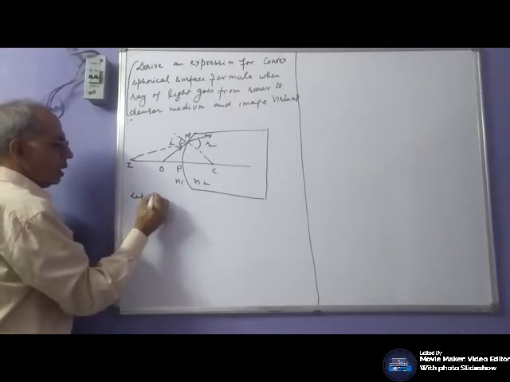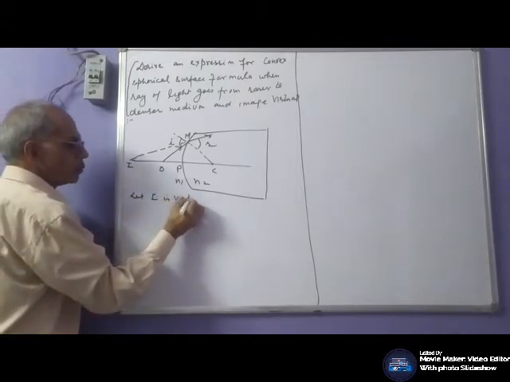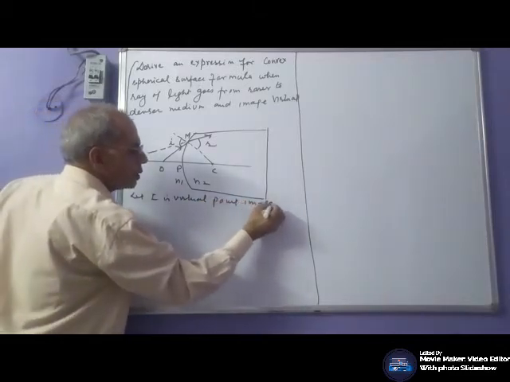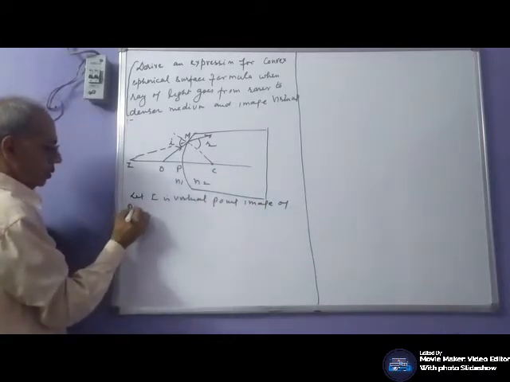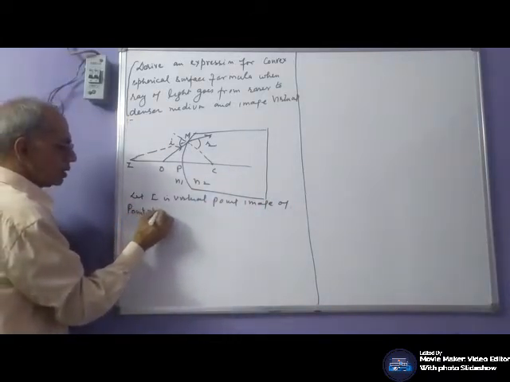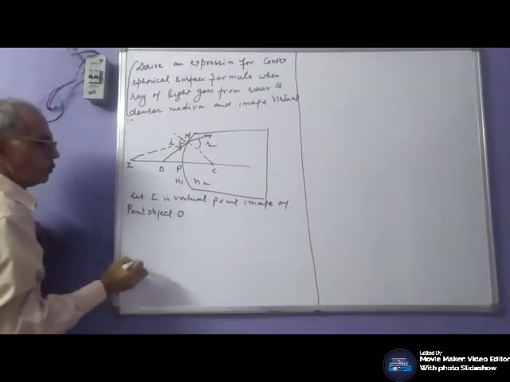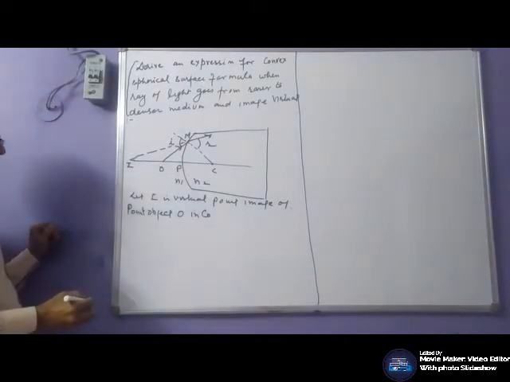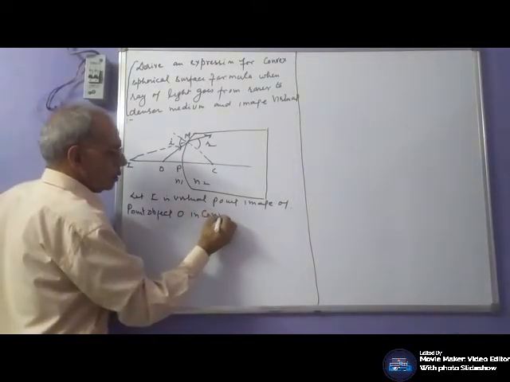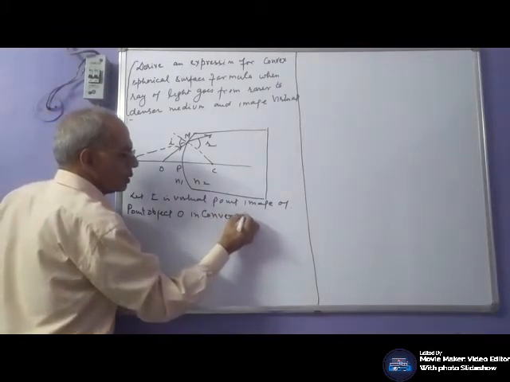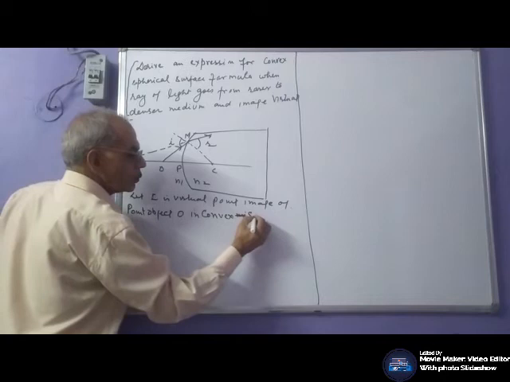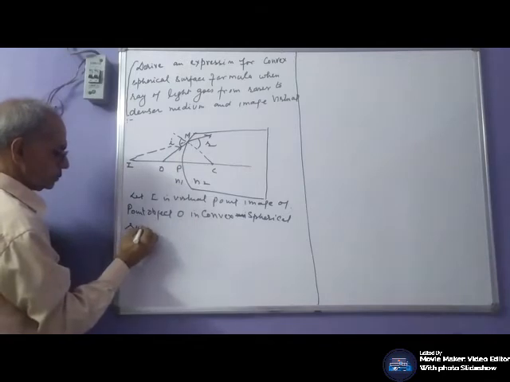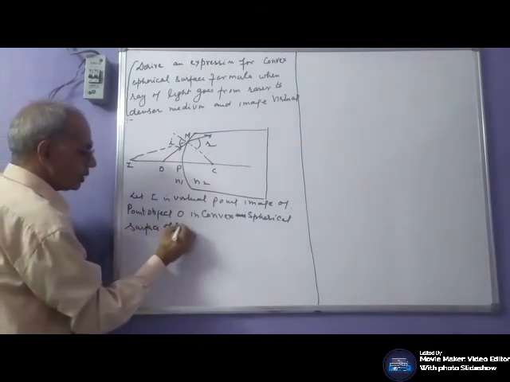Let I is virtual point image of point object O in convex spherical surface of small aperture.